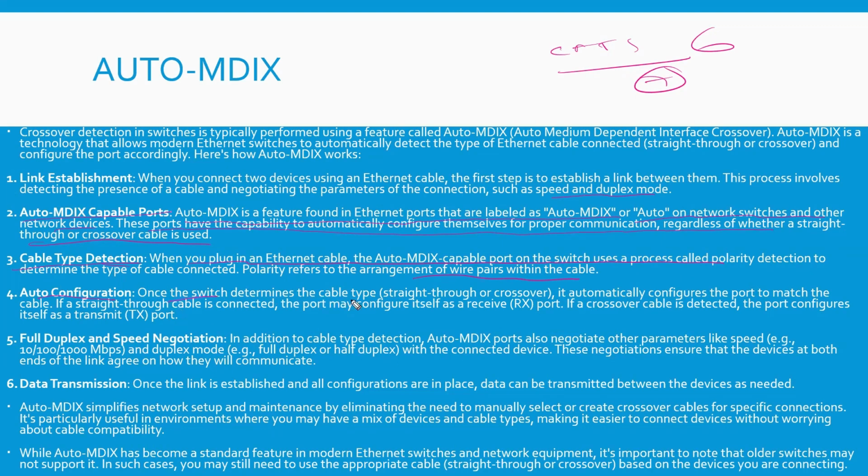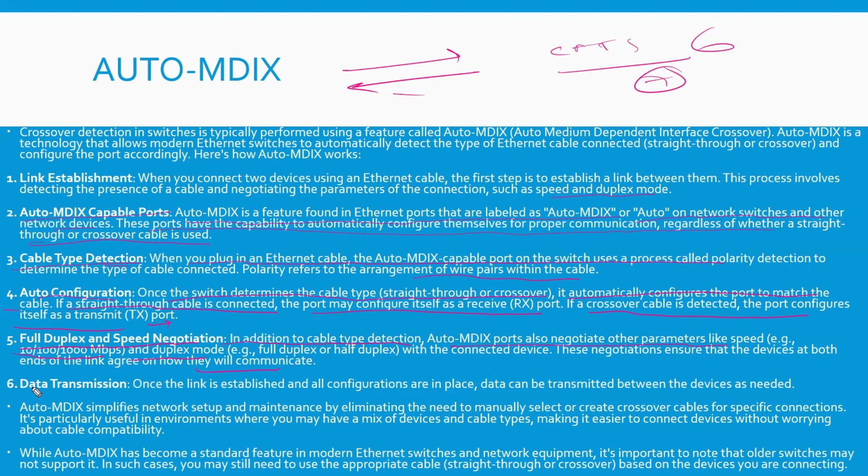Once the switch determines the cable type, straight through or crossover, it automatically configures the port to match the cable. If a straight through cable is connected, the port may configure itself as a receive port. If a crossover cable is detected, the port configures itself as a transmit port. Pretty simple. Then we have full duplex and speed negotiation. In addition to cable type detection, auto MDIX ports also negotiate other parameters like speed, what speed you have, and duplex. Like you can send traffic and receive traffic at the same time. That duplex we will learn about in the future for sure.